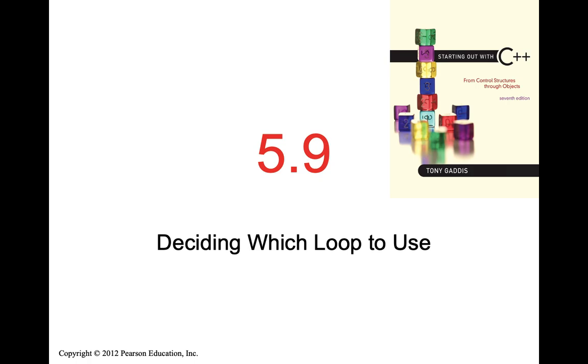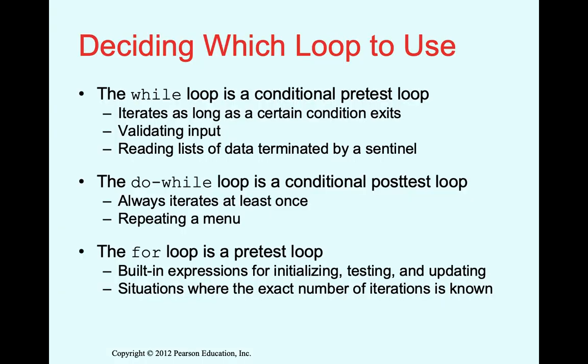So, deciding which loop to use, we have while, do while, and for. The while loop is a conditional pretest loop. It iterates as long as a certain condition exists. Normally it's good for validating input and reading lists or reading from a file. Do while always iterates at least once. It's suitable for repeating a menu, so if you are making a menu program, do while is good.